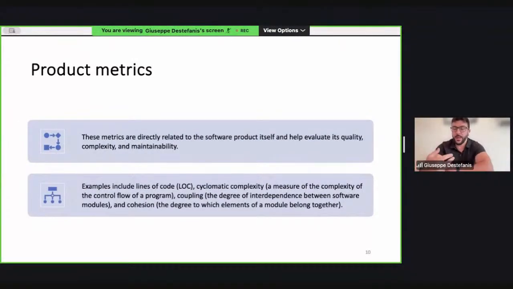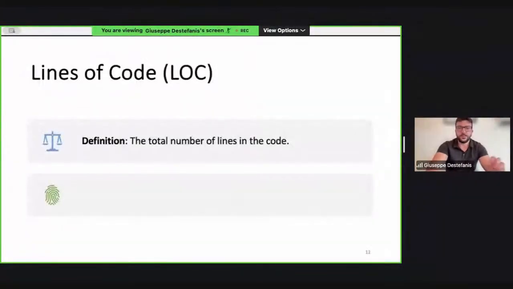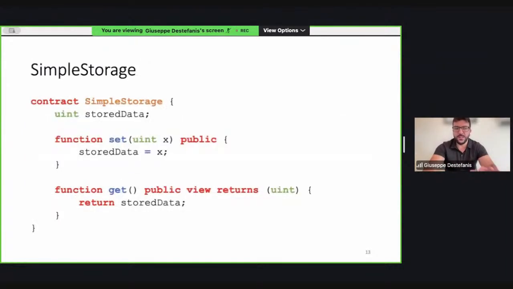So time series here play an important role, and like many research activities can be done here. As I said, these metrics are important because we can identify areas that we can improve, for example. Line of code definition is total number of lines in the code. I have this example, the pseudocode that we used last time, a very basic example of contract. Can someone tell me how many lines I have here?